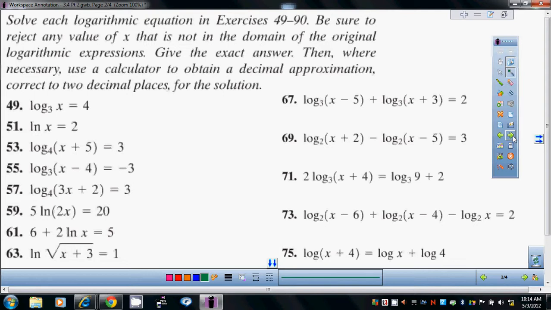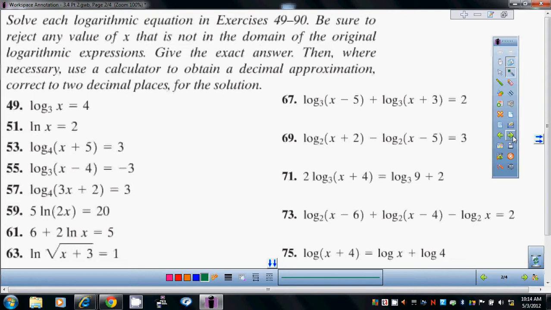49 we just did. 51. What's the base of 51? That's for log. That's right. E. Log has a natural base of 10. Natural log has a natural base of e. So x would equal e to the second. Punch it in your calculator.